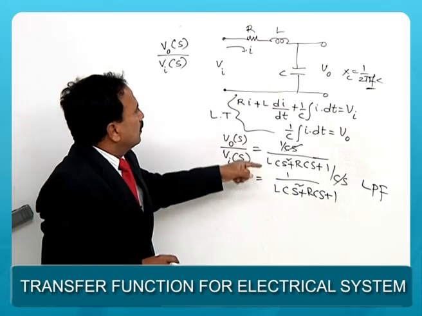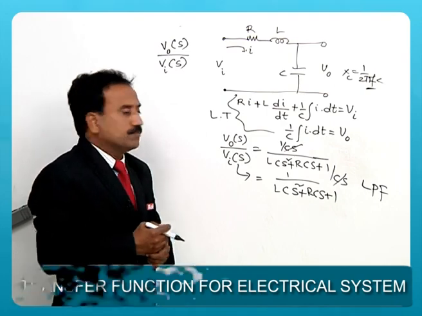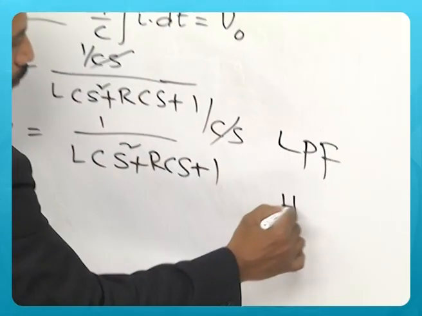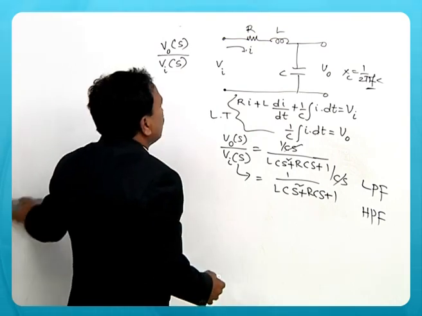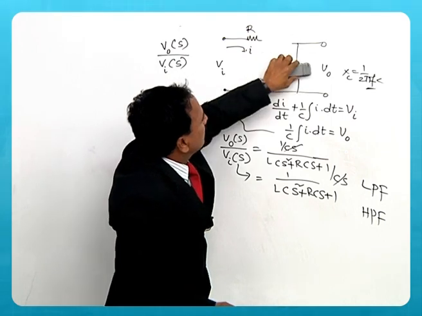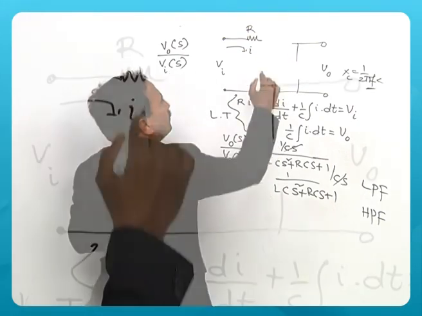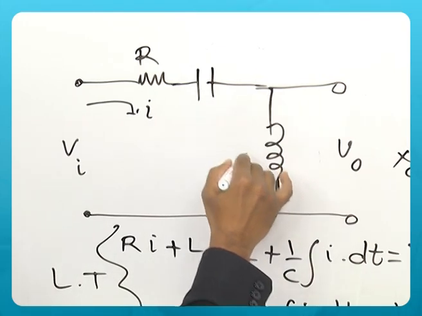For this circuit, if I want a high pass filter instead of a low pass filter, then the change I have to make is to swap this L and C. So put C here and L here.